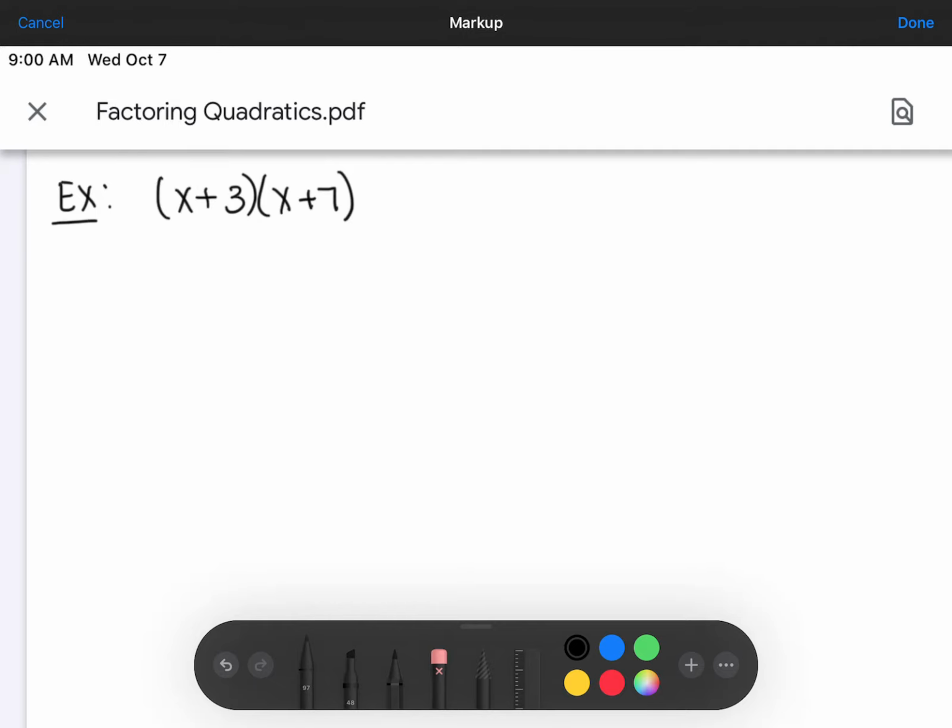All right. So remember, we're going to multiply the first and the last terms together. So I have an invisible 1. So 1 times 7 is 7, and it's a positive 7. I'm going to list the factors of 7. The only factors of 7 are 1 and 7.